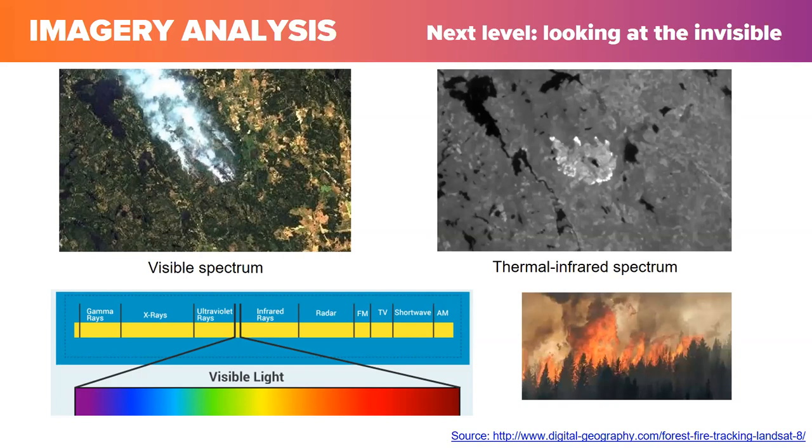If we look at the same area in the thermal infrared spectrum, we can clearly see a bright spot in the center. And this means this spot is much hotter than the rest of the area. So with high certainty, we can say that this is a wildfire, and what appeared to be clouds on the left image are actually its smoke. This is an example of how looking beyond the visible can give you more information.